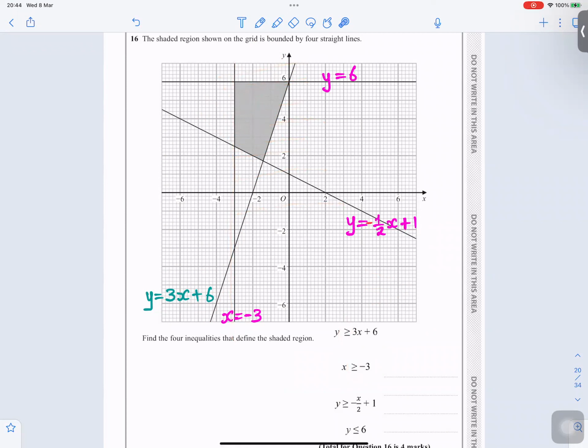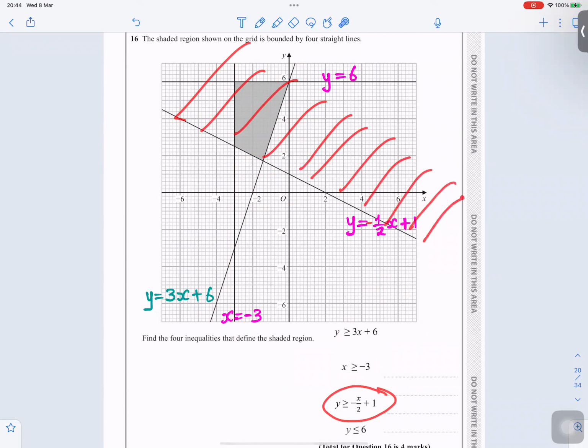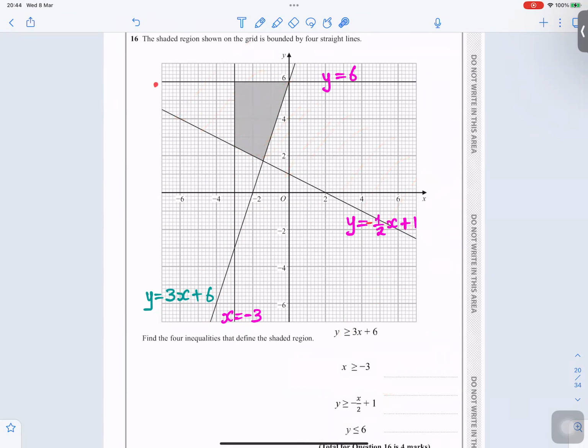For the next line, we want y to be bigger than or equal to minus a half x plus 1, so that side. And for the last line, y equals 6, we want it to be smaller than, less than. So where do all of them meet? All of them meet in that box there, that shaded part.